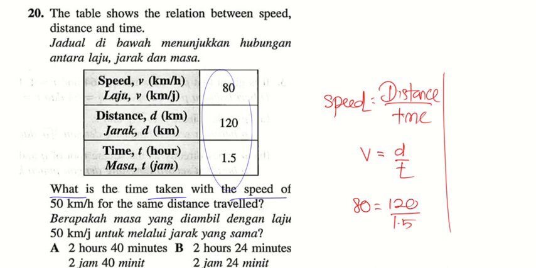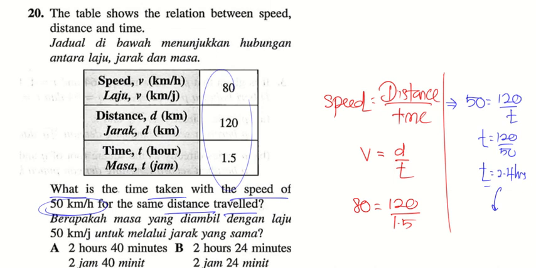Yeah, no problem. Okay, that is the information given. What is the time taken with the speed of 50 for the same distance travelled? Okay, so the meaning is speed is 50, same distance travelled 120, and what is the time? So time equals 120/50. How many hours? Okay, 120 divided by 50 is 2.4 hours. Do you know how to convert to hours and minutes? Press this button. You get 2 hours 24 minutes. Okay, the answer is boy.